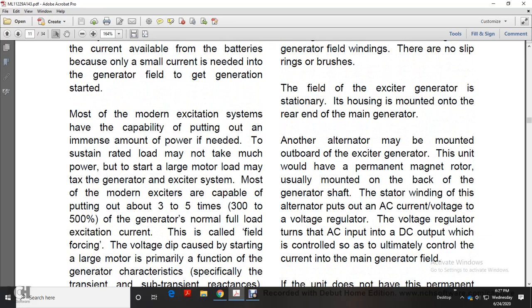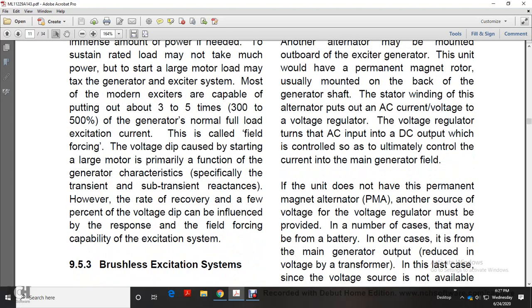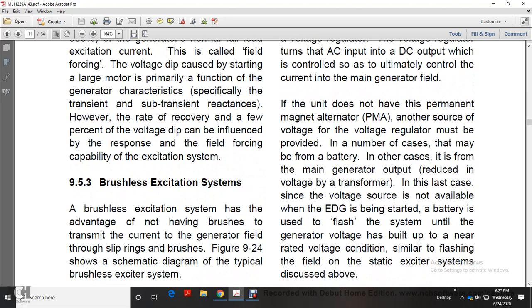An alternator may be mounted outboard of the exciter generator. This unit would have a permanent magnet rotor, usually mounted on the back of the generator shaft of the exciter. The winding of the alternator puts out AC current to the voltage regulator, which turns the AC input into DC output for the ultimate control of the current of the main generator field. If the unit does not have a permanent magnet alternator, another source of voltage for the regulator must be provided, which in a number of cases may be a battery.